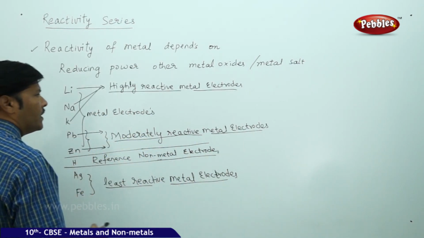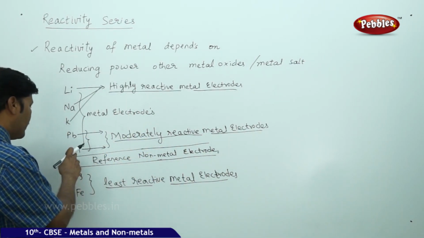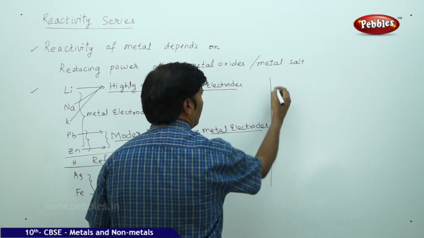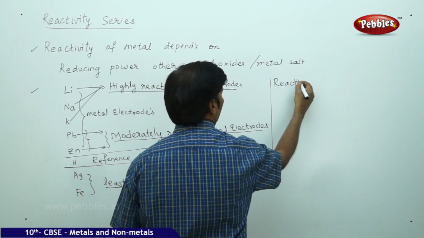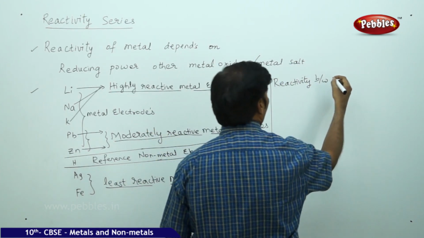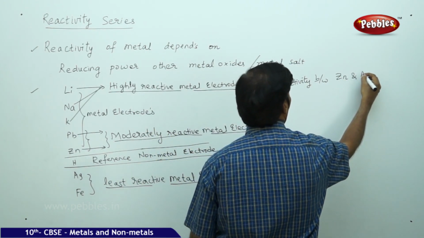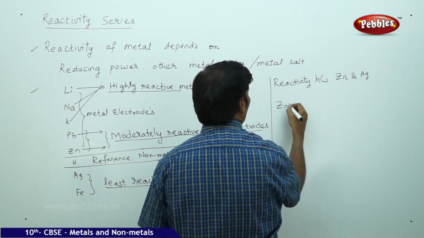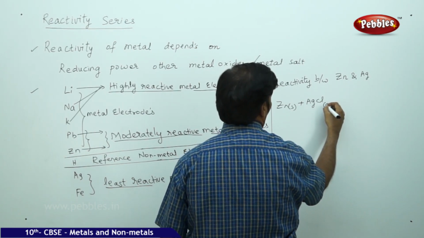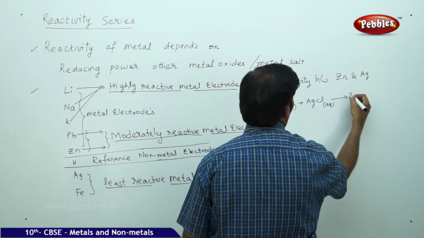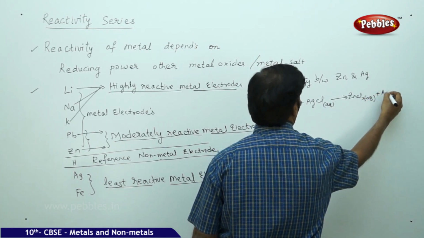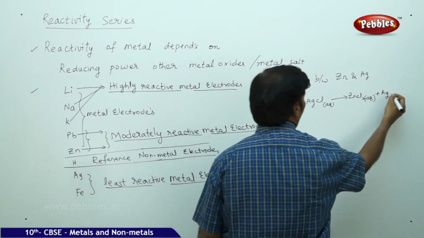So for example, if you make a comparison of reactivity between zinc and silver: zinc solid plus silver chloride aqueous will give you zinc chloride aqueous plus silver. Silver is going to become the precipitate.